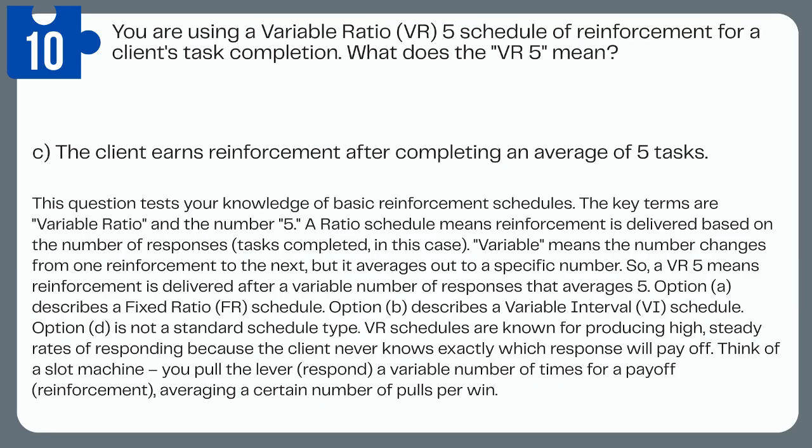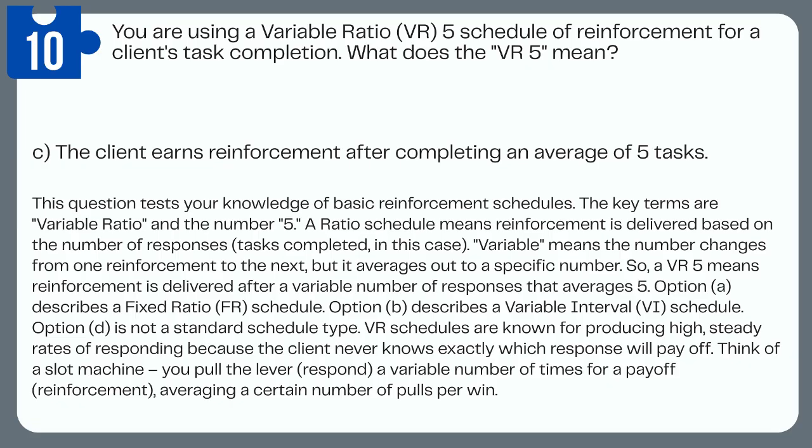This question tests your knowledge of basic reinforcement schedules. The key terms are variable ratio and the number 5. A ratio schedule means reinforcement is delivered based on the number of responses, tasks completed in this case. Variable means the number changes from one reinforcement to the next, but it averages out to a specific number. So, a VR5 means reinforcement is delivered after a variable number of responses that averages 5.